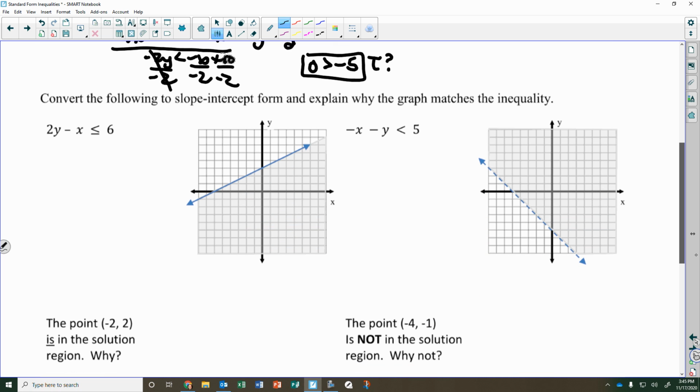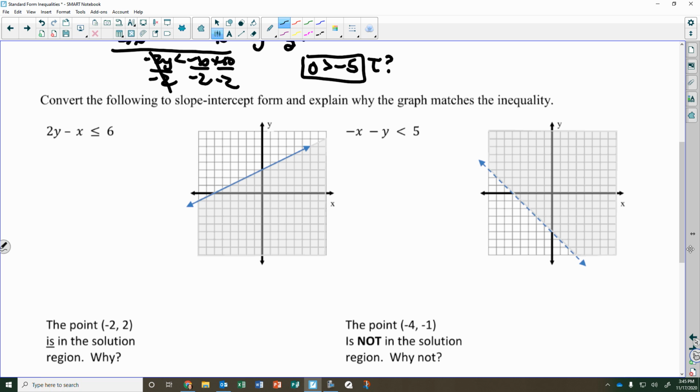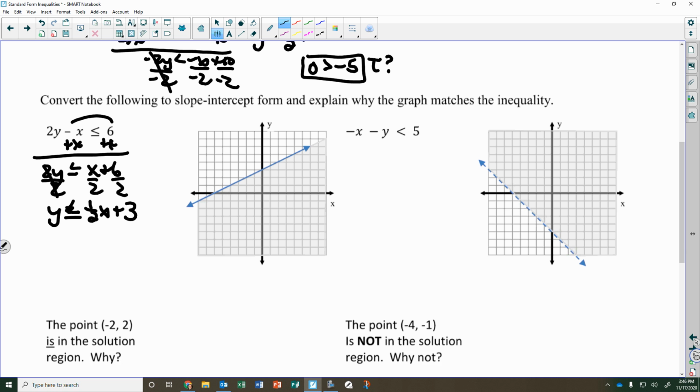So it says, convert the following to slope-intercept form and explain why the graph matches the inequality. So I got to move the x over by adding it to both sides. And I get 2y is less than or equal to x plus 6. The inequality doesn't flip because I didn't divide or multiply. Only when you divide or multiply will it flip. Divide everything by 2. And y is going to be less than or equal to 1/2 x plus 3.